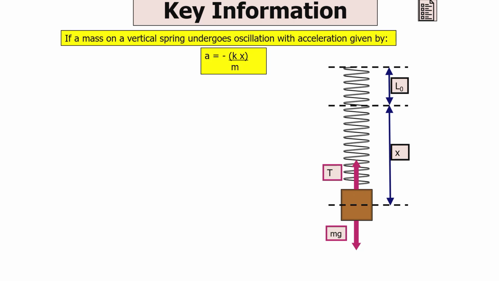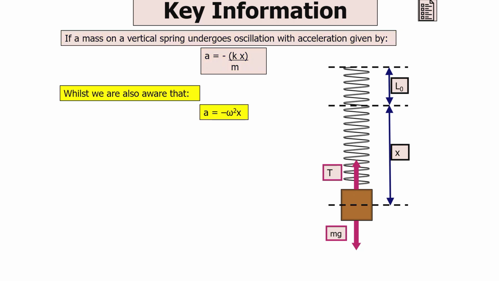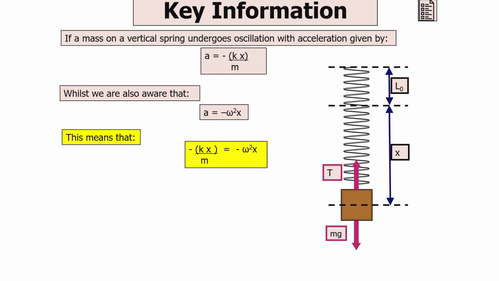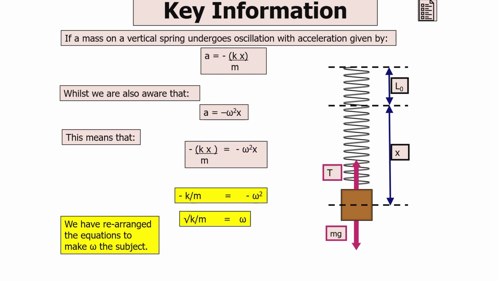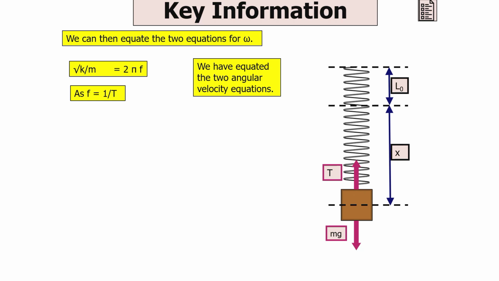So if a mass on a vertical spring undergoes oscillation, it will have an acceleration given by a is equal to minus kx over m. But we're also aware that a is equal to minus omega squared x in simple harmonic motion. So we can equate the two terms and say minus kx over m equals minus omega squared x. Therefore, omega squared is equal to k over m, so omega is equal to the square root of k over m. Now we also know that omega is equal to 2 pi f, and we can equate our two angular velocity equations to indicate that f is equal to 1 over T.